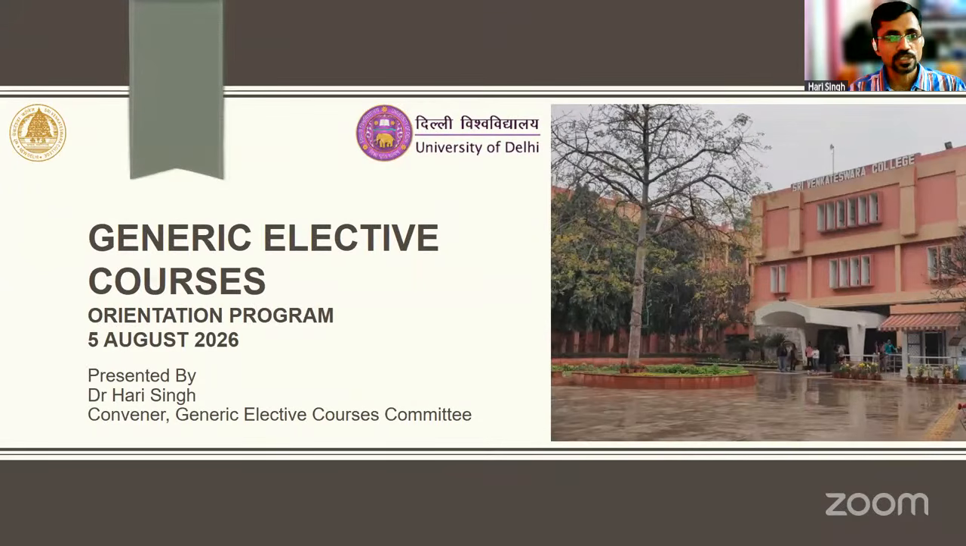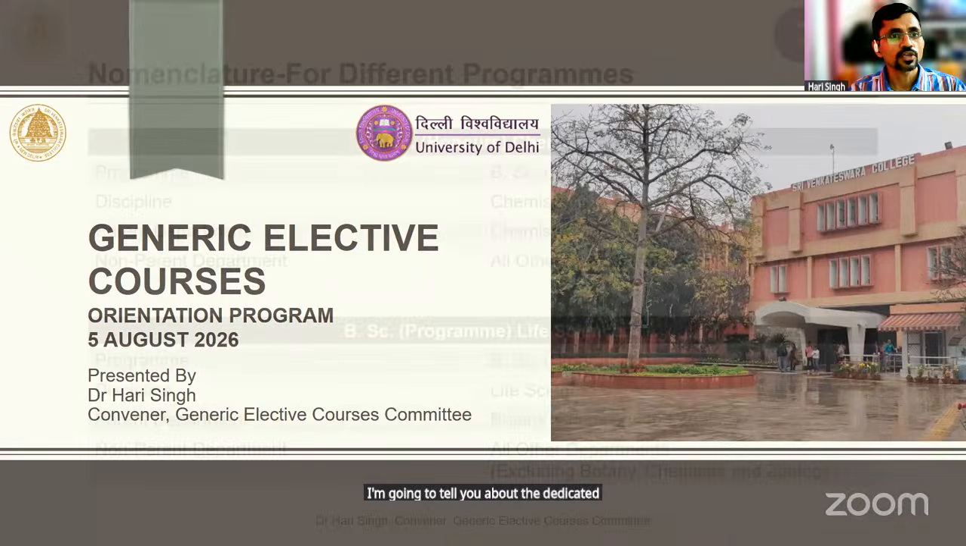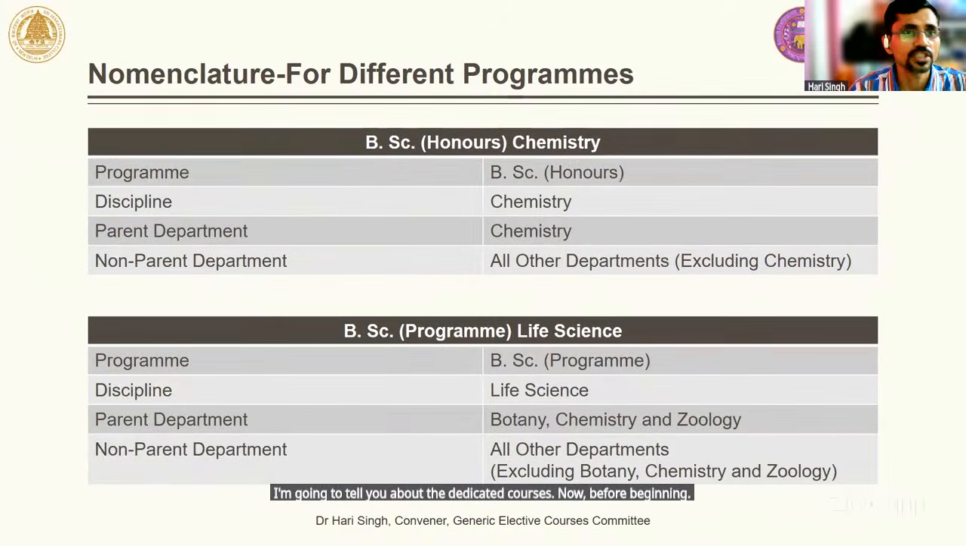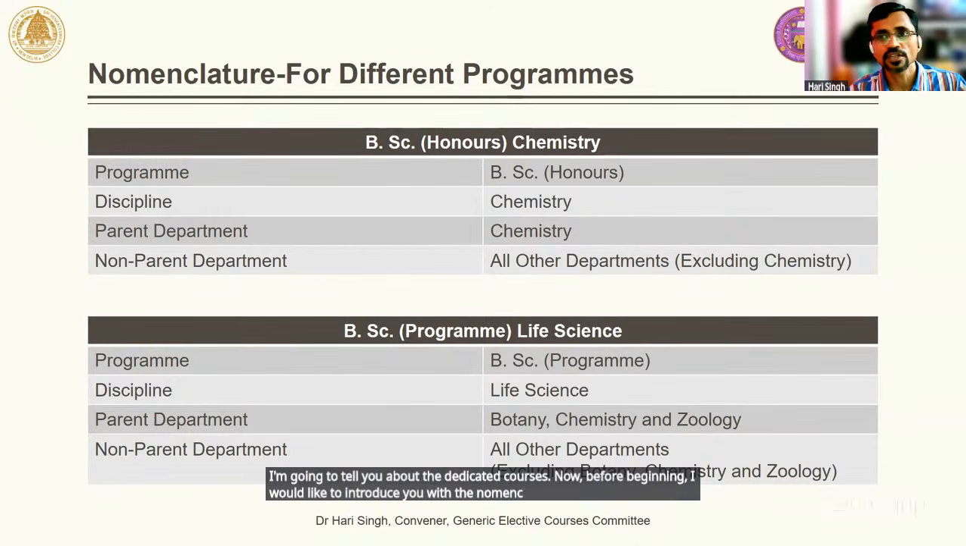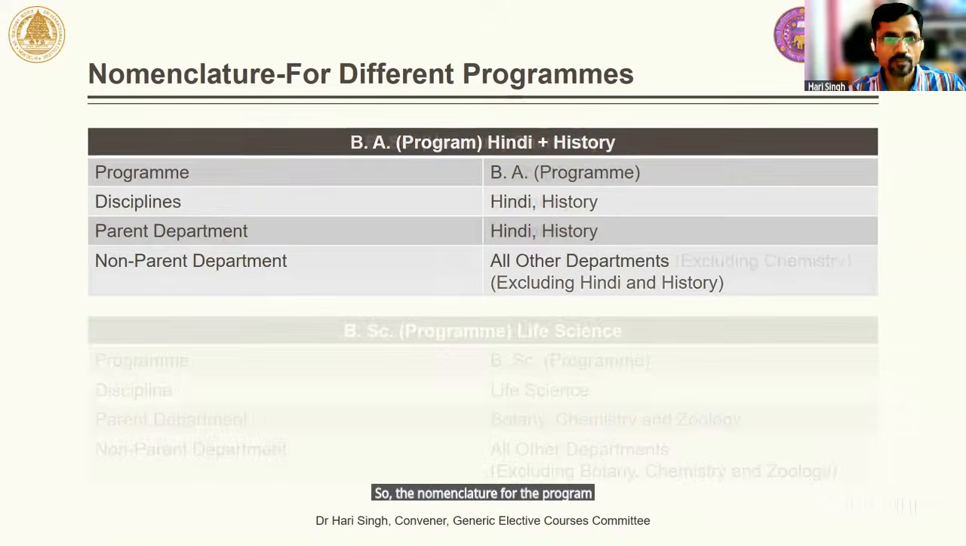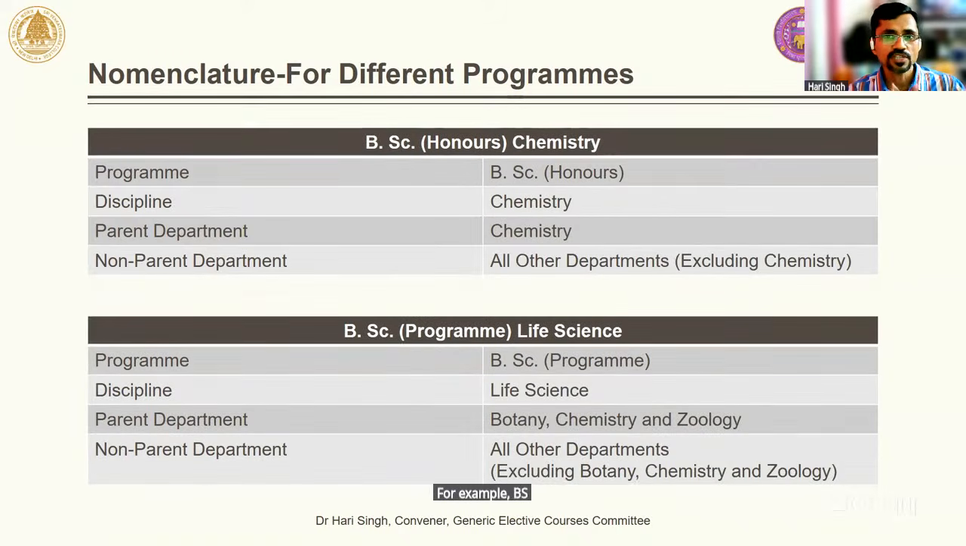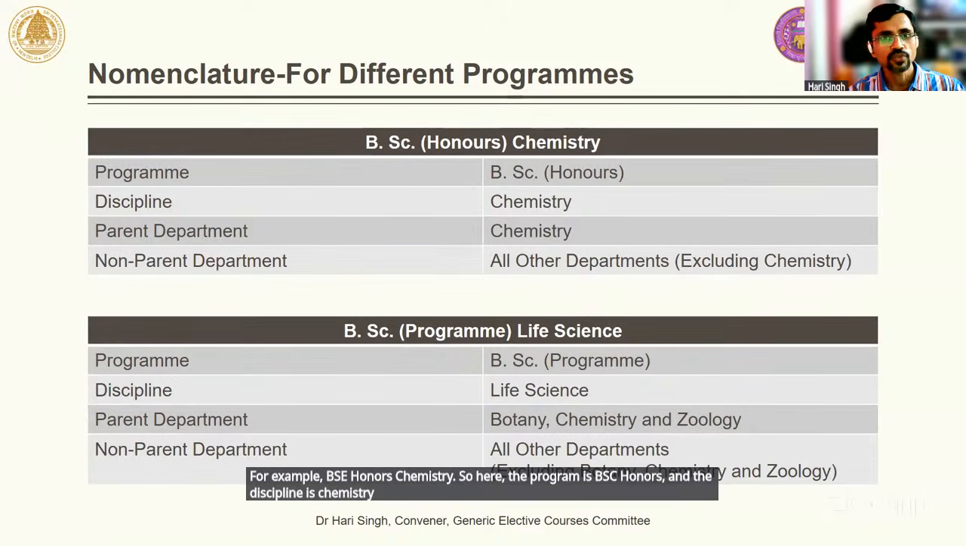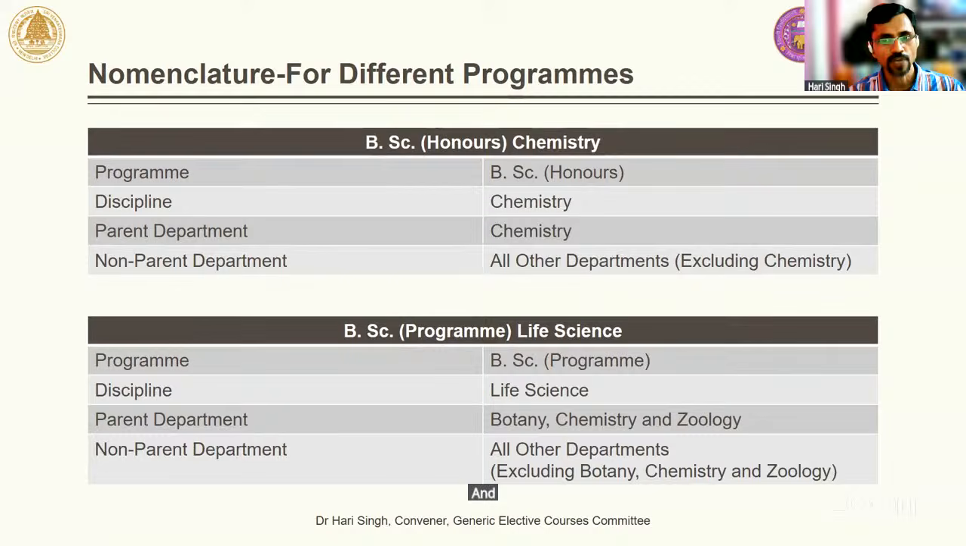Respected colleagues and dear students, very good afternoon. So, I am going to tell you about the generic courses. Before beginning, I would like to introduce you to the nomenclature that we use in Delhi University. For example, BSc Honors Chemistry. Here the program is BSc Honors and the discipline is Chemistry. For the students of BSc Honors, the parent department is Chemistry, and all other departments are your non-parent departments.